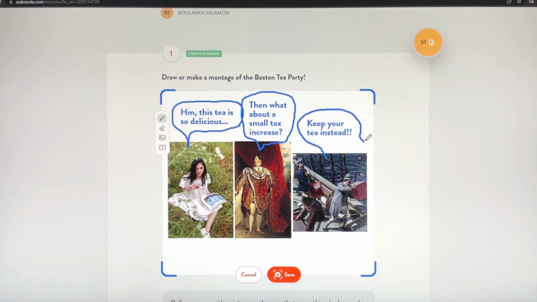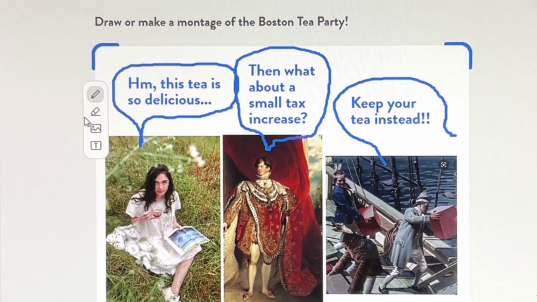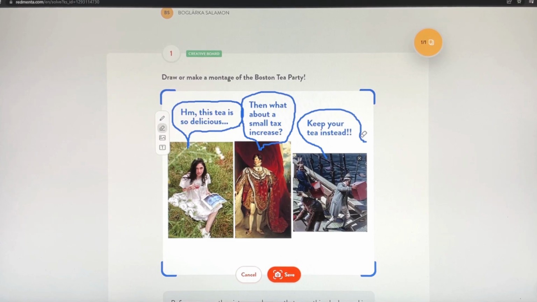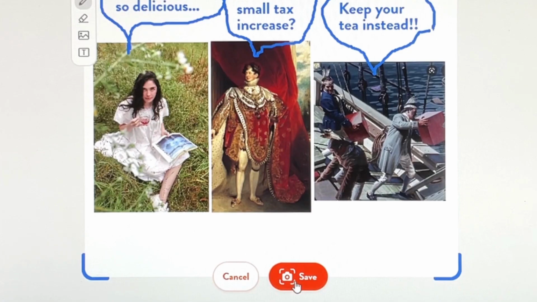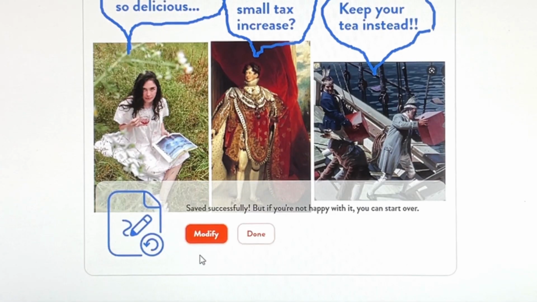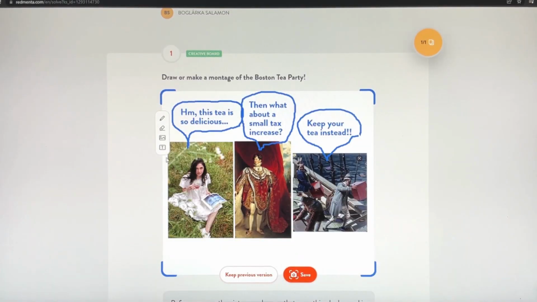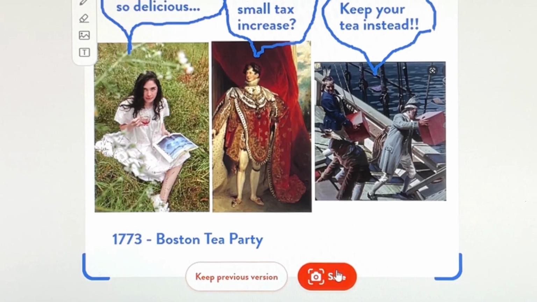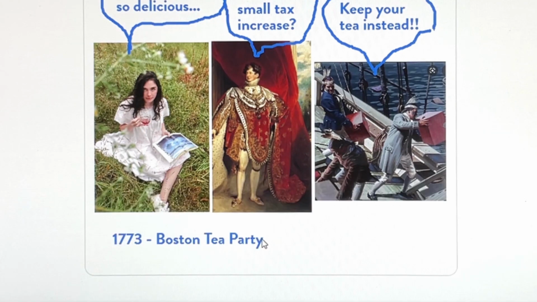If I make a mistake while drawing, I can erase with the rubber tool. When I'm ready, I can save my work, but before finalization I can still modify it. As a last step, I click on Done and finish completing.